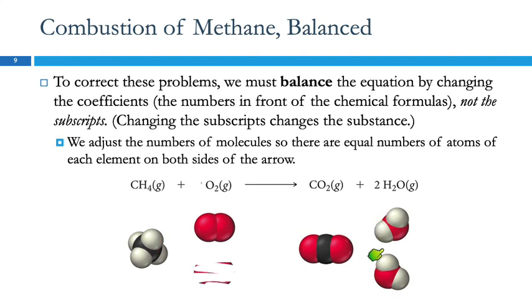So now we are using all 4 of those white spheres. Over here we have 2 red spheres. On this side we now have 1, 2, 3, 4. So that means we need 2 of these so that we have the same number.